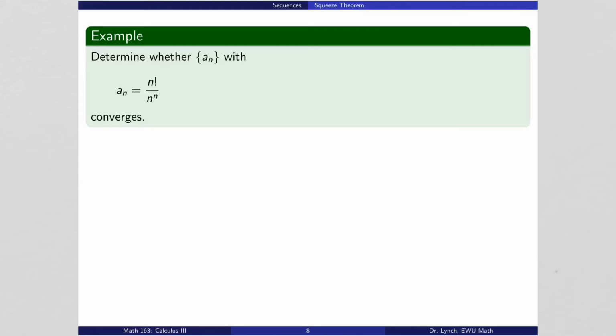Just a quick reminder about the factorial. n factorial means you start with n and multiply all of the integers below it. In this case, terms in the sequence, of course, start at 1, and then the second term is 2 times 1 divided by 2 times 2. The third term is 3 times 2 times 1 divided by 3 times 3 times 3, and so on and so forth. n factorial divided by n to the power n.